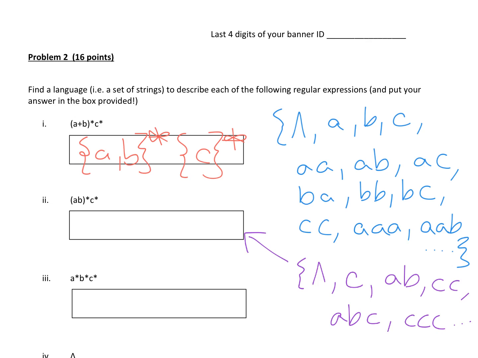I'm not going to keep going with this one. But again, it's much easier to just say, okay, well, it's as many ABs. Notice there's no comma in here now, right? So AB star concatenated with the set C star. Okay?